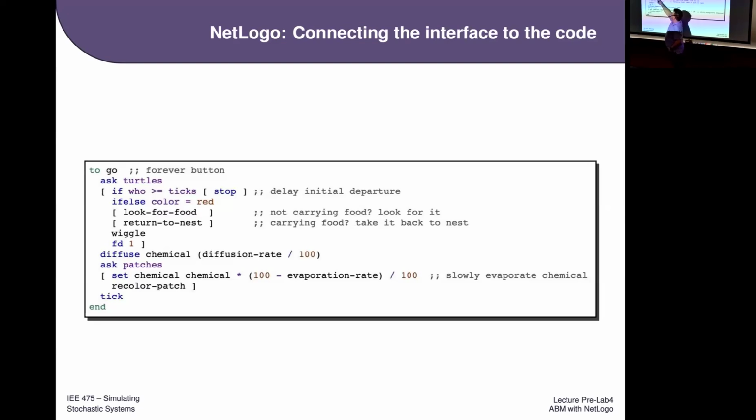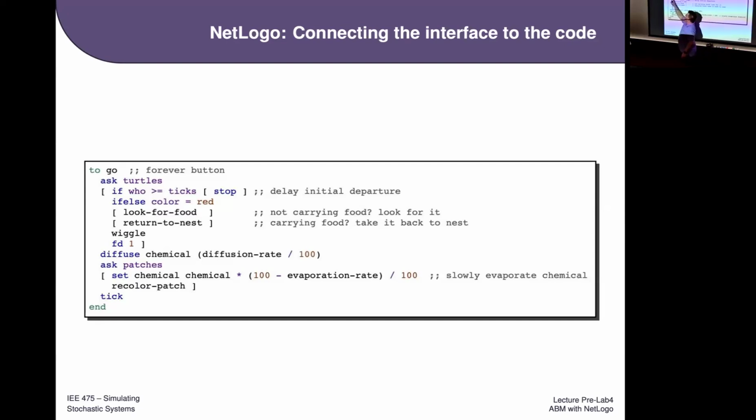So is my current color red? If it is, then run a routine called look for food. If it's not, return to nest. Well, this shows you that you can change your own color. By changing your color, this will change what you do every time that go happens. So maybe in look for food, once you find food, you'll change your color to red, indicating you currently have food. Well, then the next time the go runs, you won't look for food, you'll run the return to nest. So it's kind of how that runs.